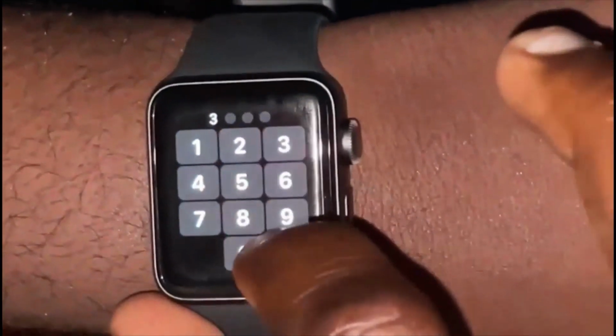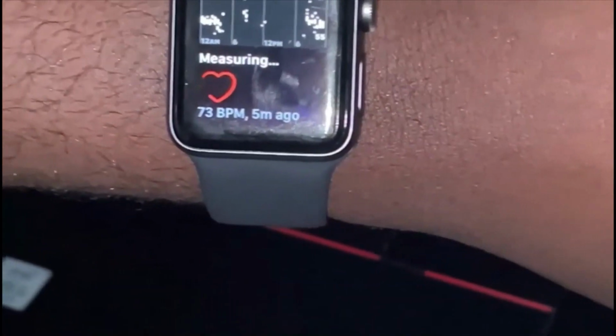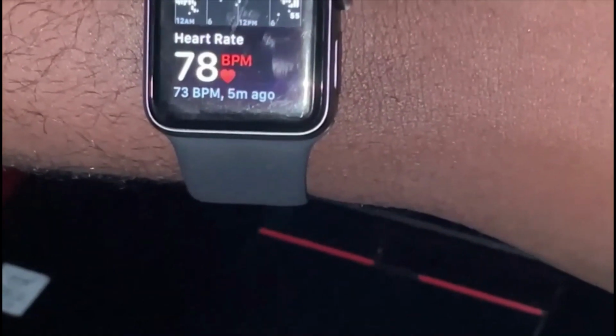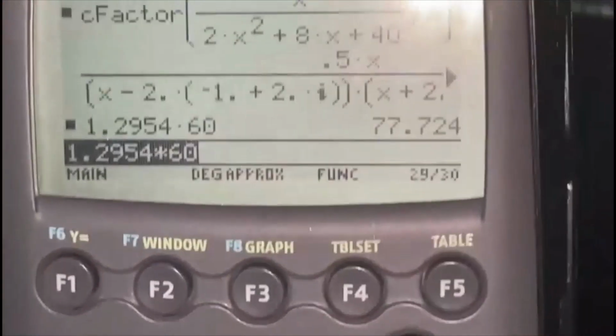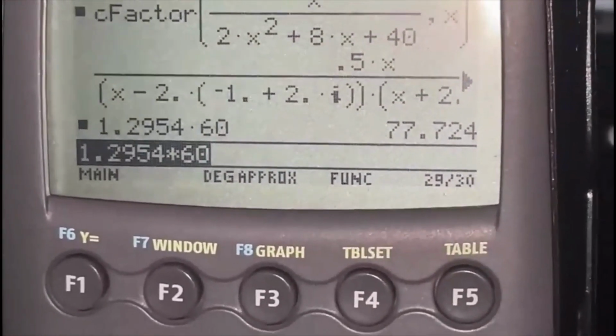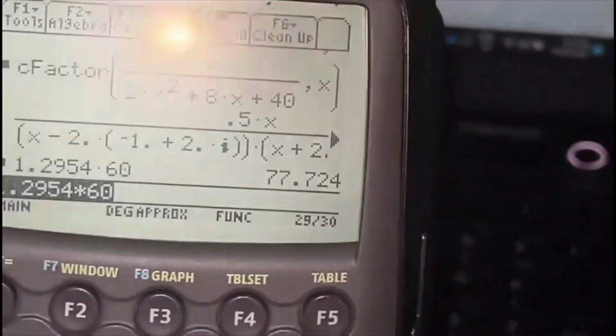So to confirm, we are going to use an iWatch which can measure the heartbeats. So it's measuring. Looking at it, you are getting a heart rate of 78 beats per minute, and over here we are at 77.724. So you can see they are very close to each other.